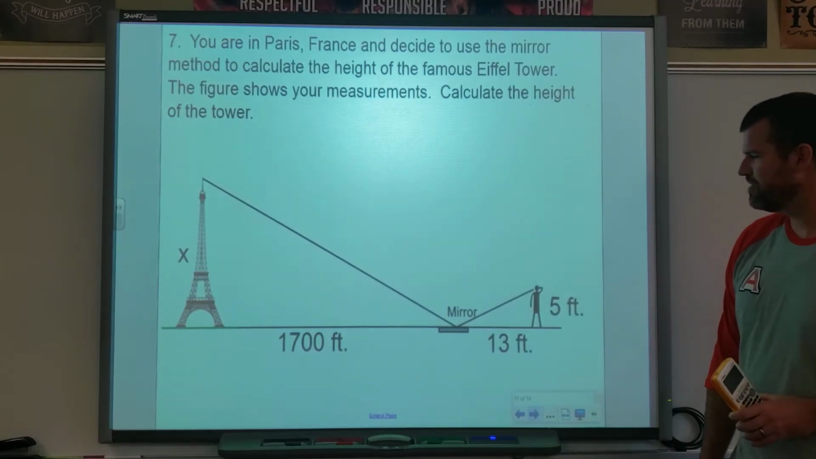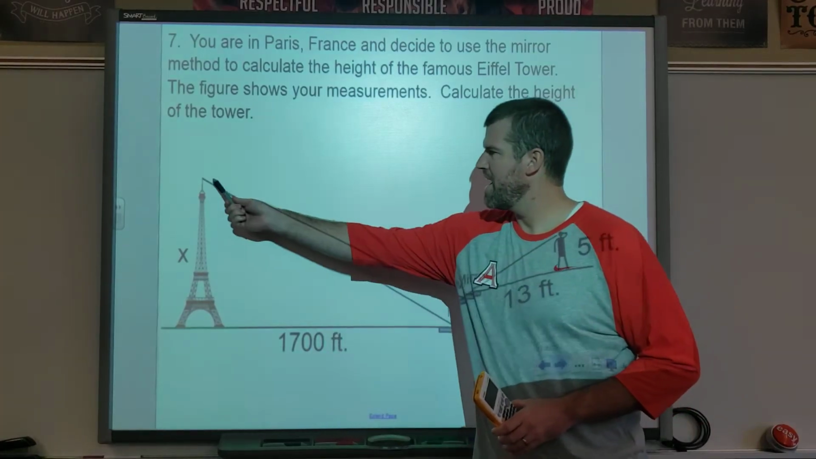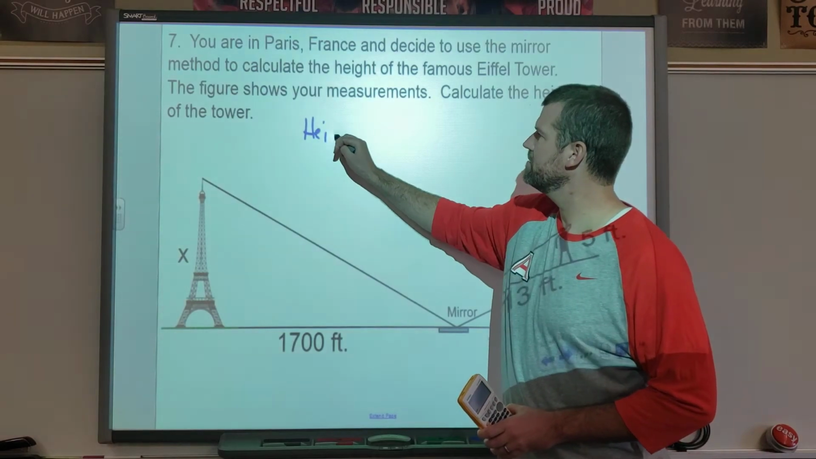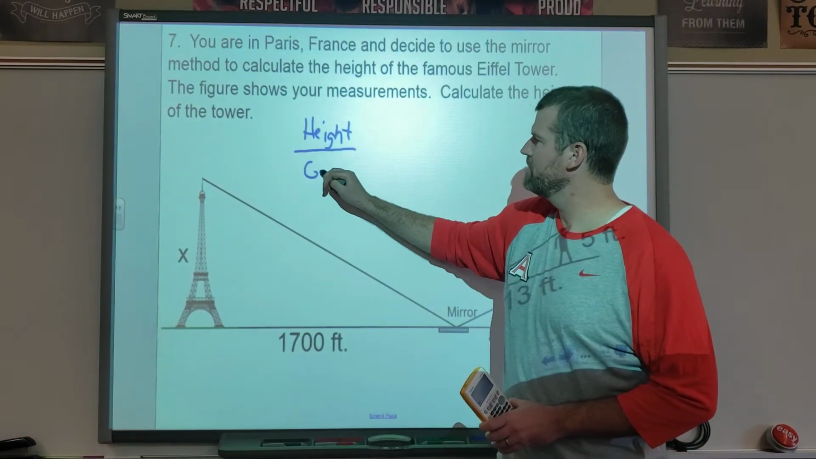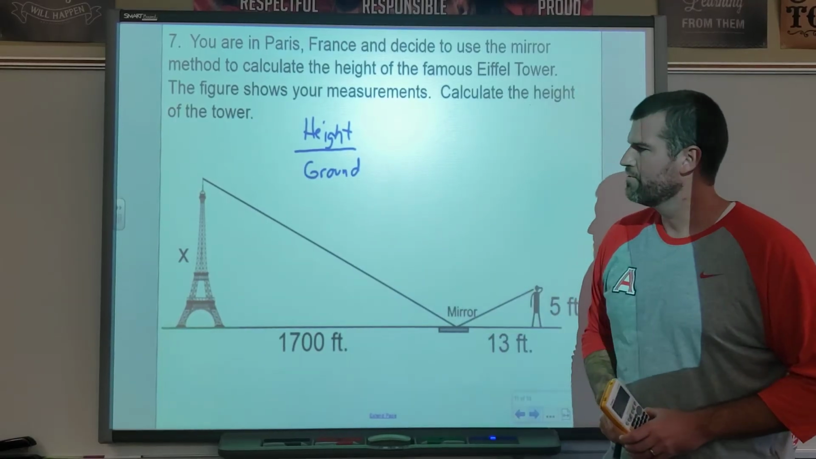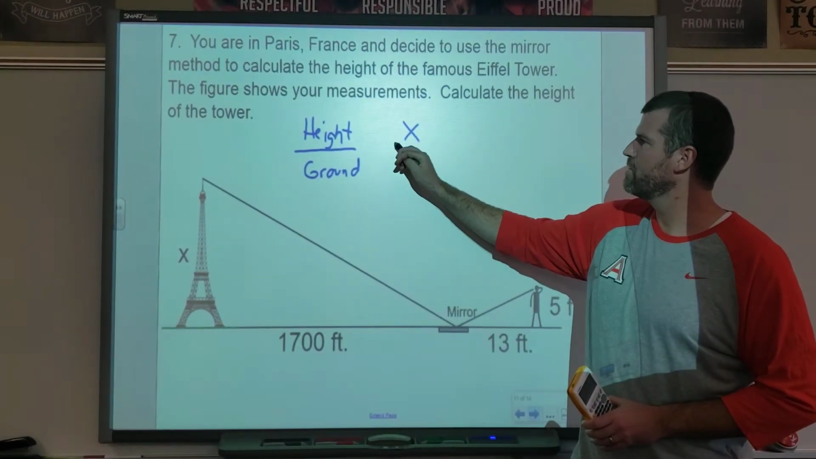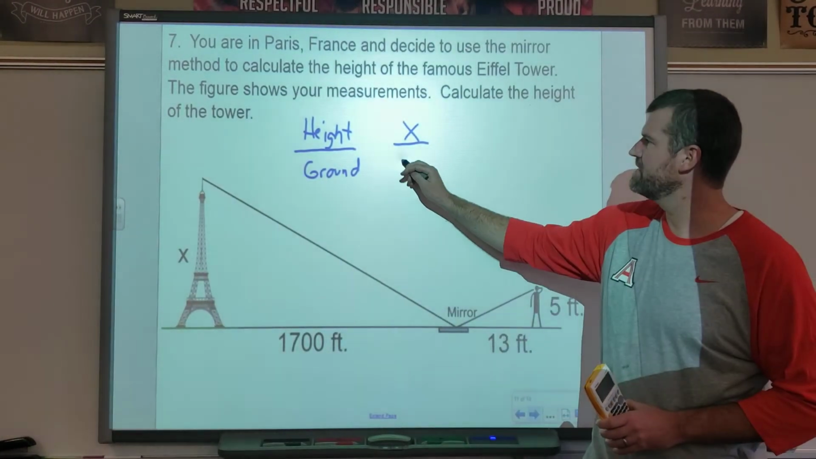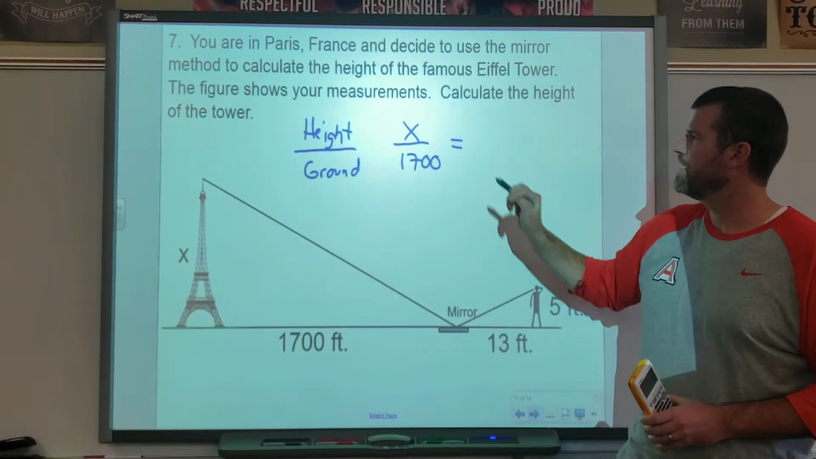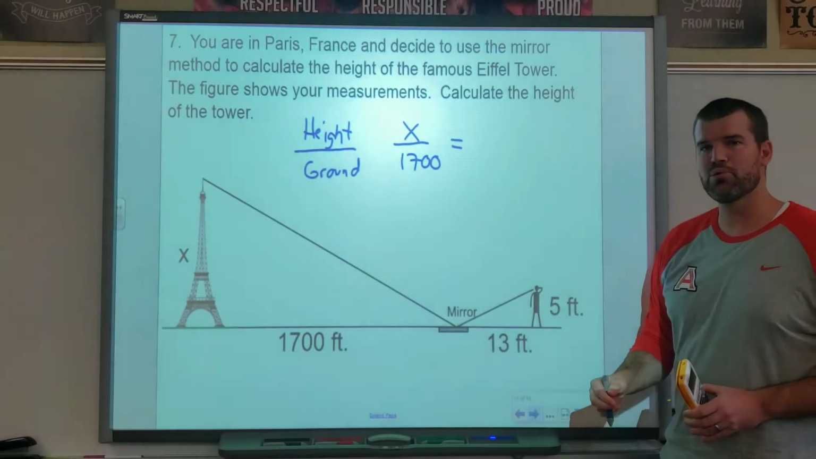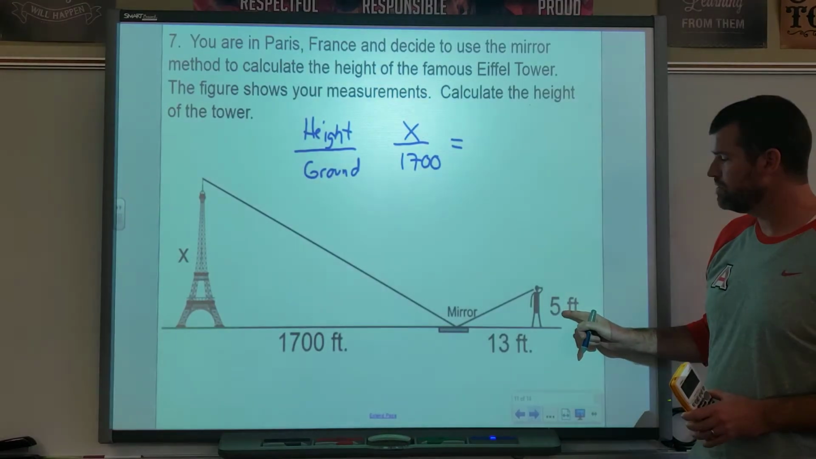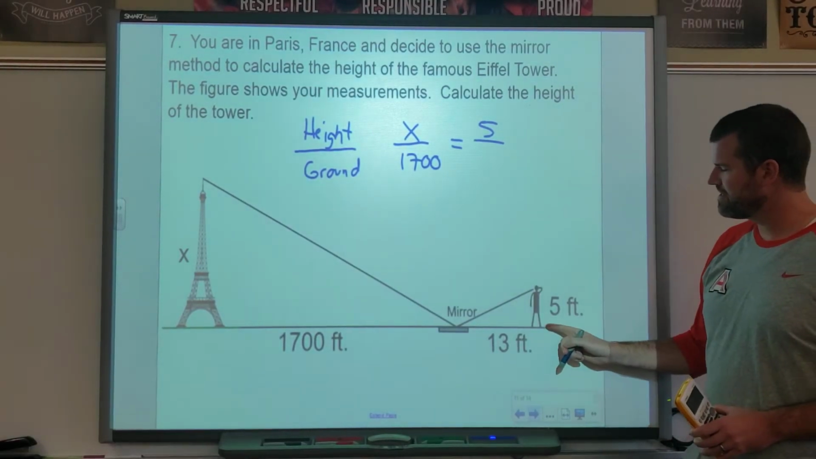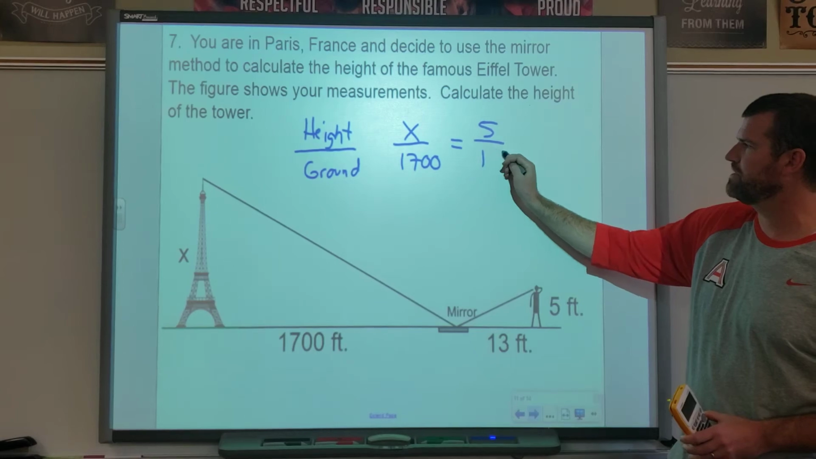All right, so let's see how you did. One way we could set this up would be height over ground, right? The height over the ground distance, or distance to the mirror. So if we're looking at the Eiffel Tower, the height of the Eiffel Tower we don't know, but the distance on the ground from the mirror to the base of the Eiffel Tower was 1,700 feet. And we know that's going to be similar, or the same proportion, as the height of you, which you are 5 feet tall, whoever this you happens to be. And then the distance from the person to the mirror was only 13 feet.